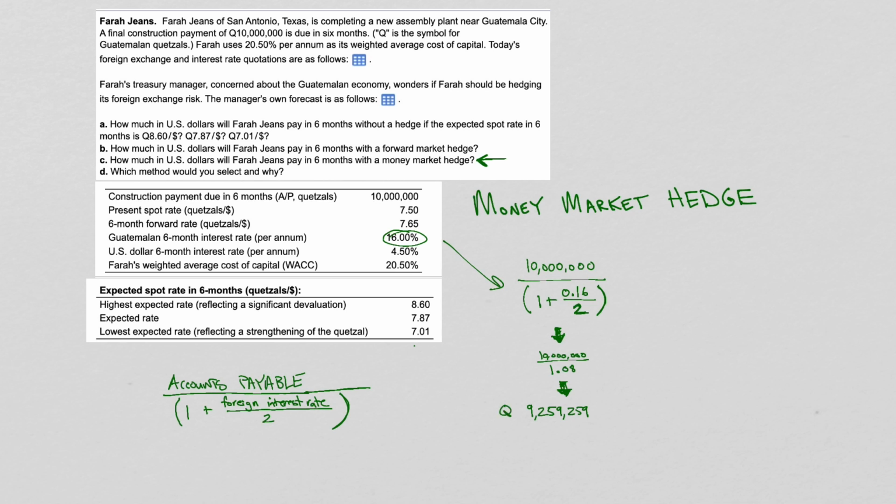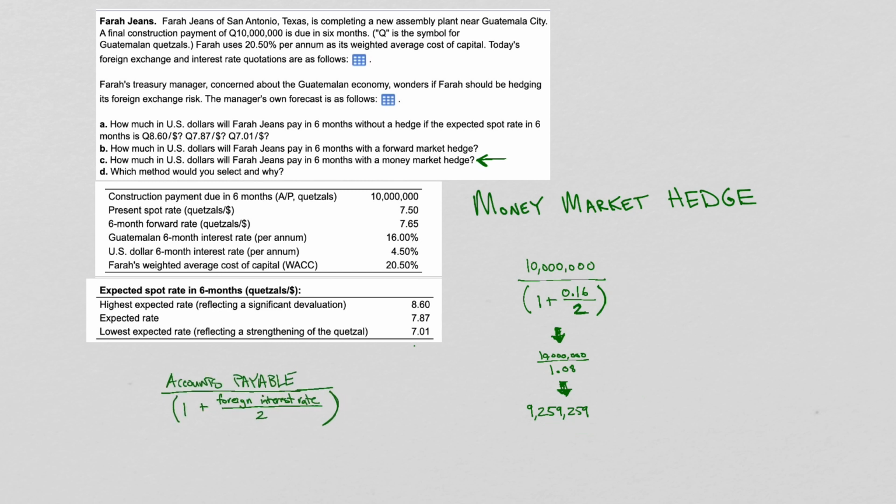What we're seeing here is that we don't actually need the full 10 million to pay off the 10 million that's due. What we can do is deposit a certain amount of money today. In fact, we can deposit 9.25 million Quetzals into a Guatemalan bank. And because we're earning a rate of interest for 6 months, we're earning a total rate of interest of 8%. We don't actually need the full 10 million. If we deposit 9.2 million, it'll earn enough interest such that the principal plus the interest combined equals the 10 million Quetzals needed.